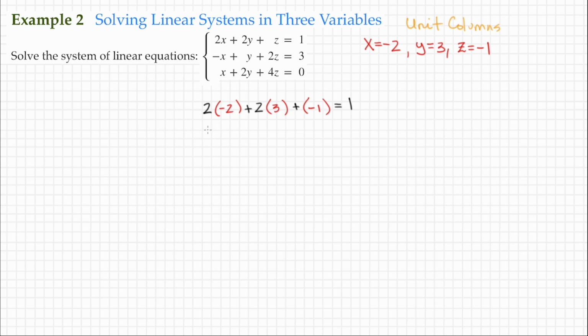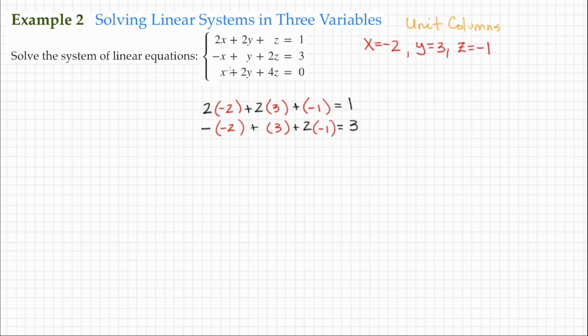Let's do the next one. We have negative x, and of course, x is negative 2. Plus y, and y, of course, is 3. Plus 2z, and z is negative 1. And that should all equal 3. Negative negative 2, that's 2. 2 plus 3 is 5. 2 times negative 1 is negative 2. 5 minus 2 is 3, so it satisfies this one.